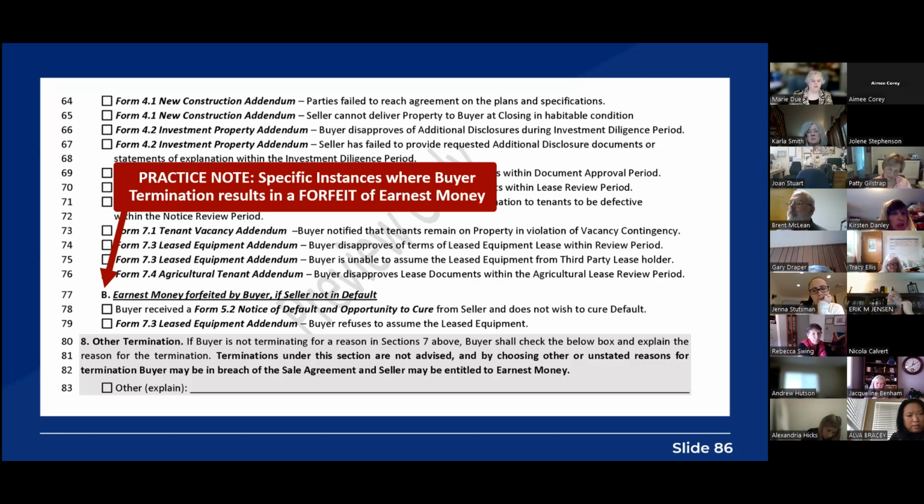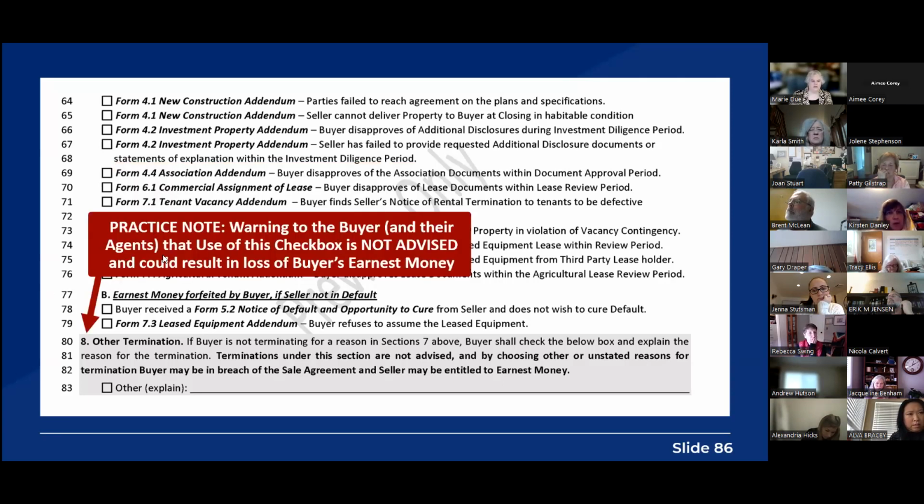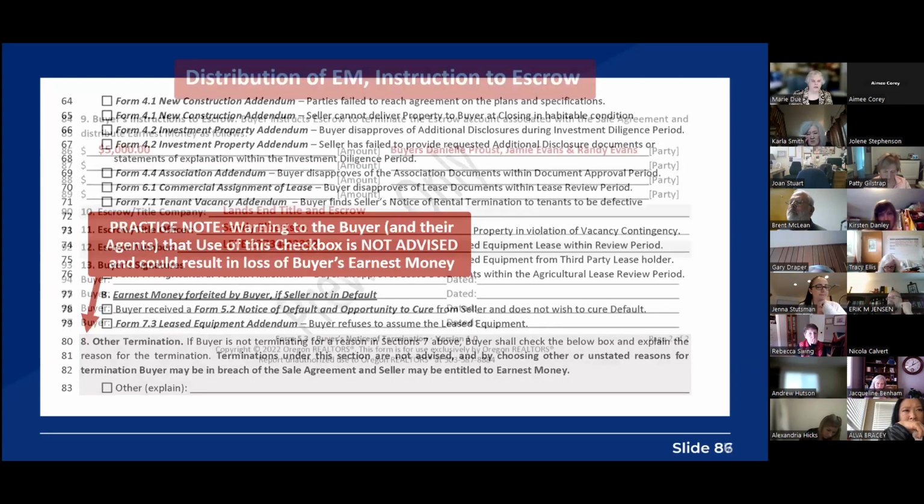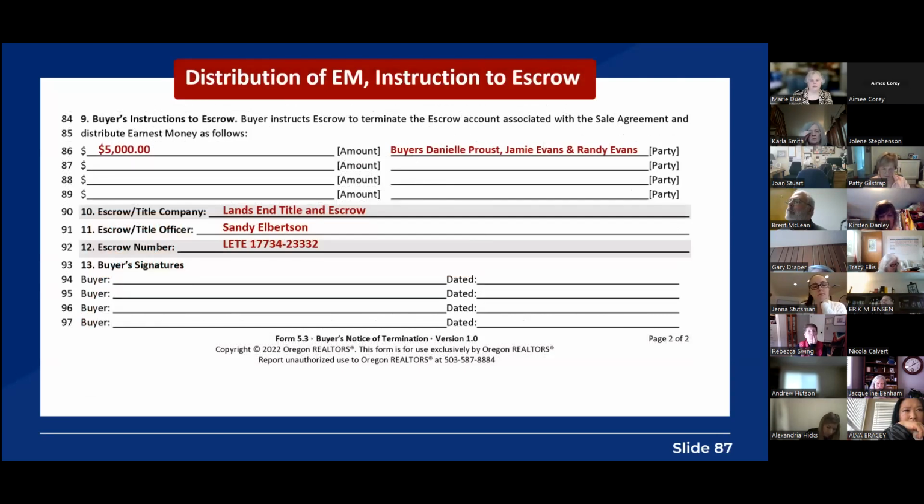And of course, there's the other termination, which I guess go ahead and fill it out. I can't imagine what will be in there, but that's there for the other. And then how is the earnest money going to be distributed? Instruction to escrow, $5,000 to the buyers. And we're spelling out the company, the officer, and then the escrow number that you have, and then the buyers sign it.